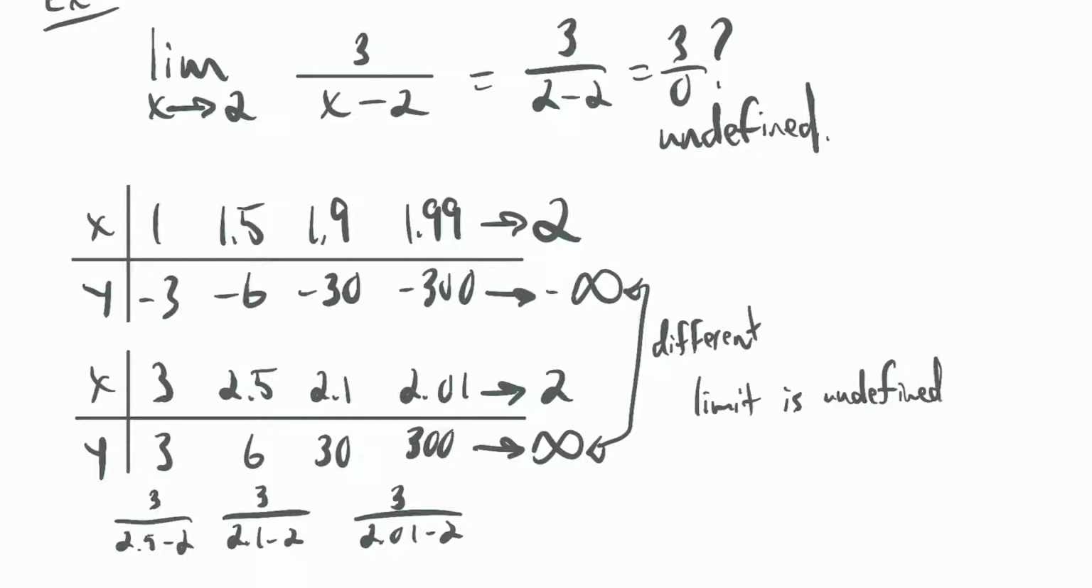On the earlier example, we got 4 from the left and 4 from the right, so 4 is our answer. Here we got negative infinity on the left, positive infinity on the right. They're different, so we get nothing. If we had gotten negative infinity on both, well, then the answer would be negative infinity. That would be the limit.